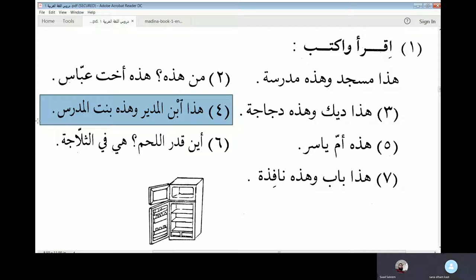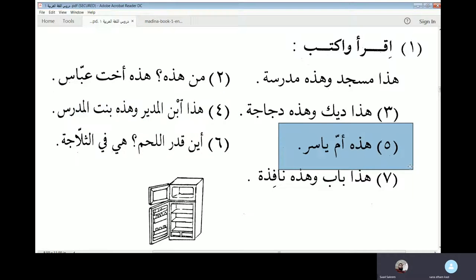Mudiri. هذا ابن المدير وهذه بنت مدرسي. Read this line again. هذا ابن المدير مديري. هذا ابن المدير وهذه بنت مدرسي. هذه أم ياسر. أم cannot have tanween because it is muzaf. So هذه أم.